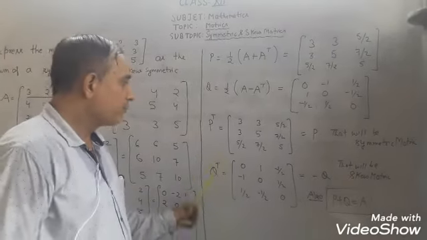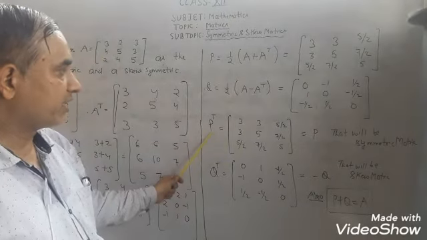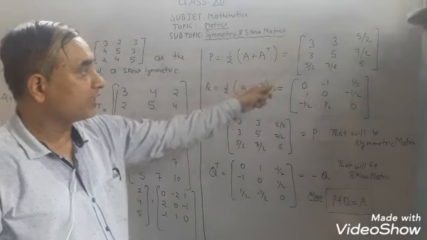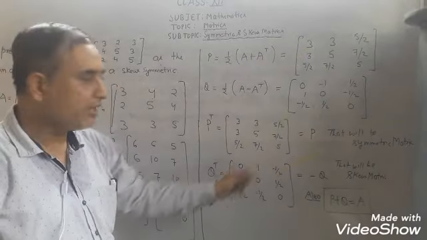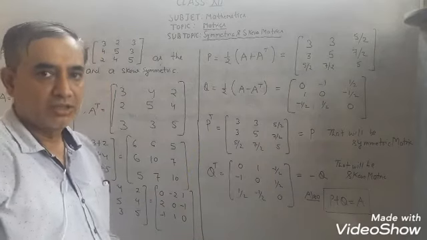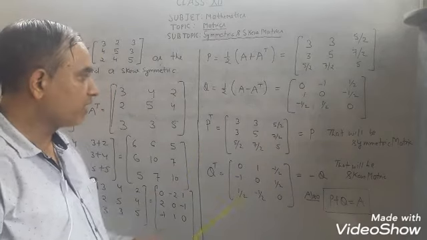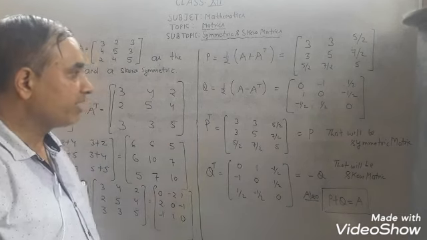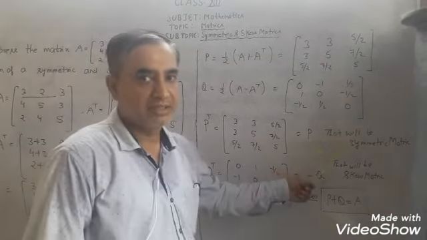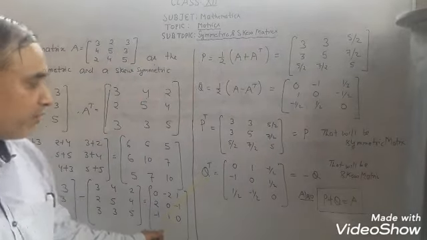Now we see the P transpose matrix. If we interchange row and column again, then we get P again. It means this is the symmetric matrix. What is the meaning of symmetric matrix? If we transpose the matrix and again find the same matrix, that matrix will be the symmetric matrix, as the name suggests.